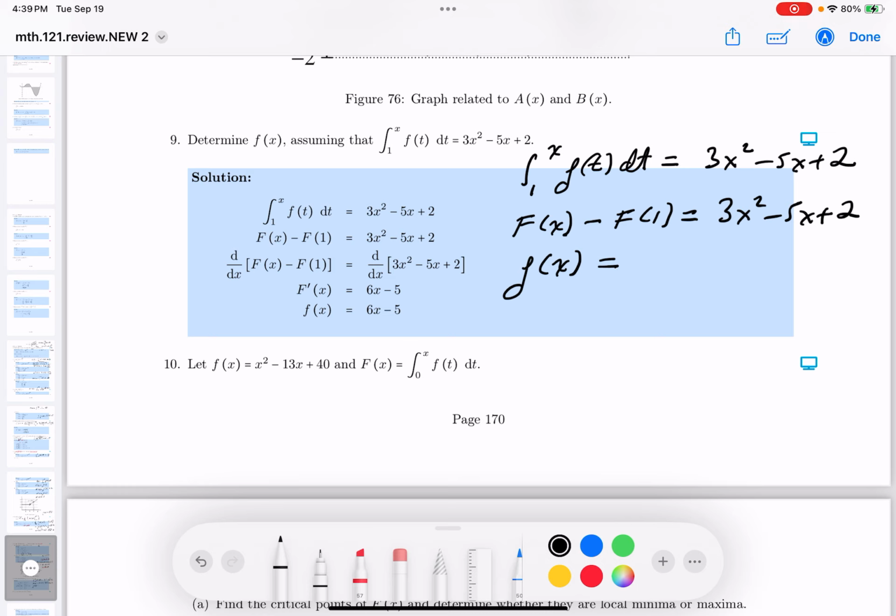And what would this be then? Well, looking at this guy's derivative, you're going to get 6x, right? Because 3 times 2 is 6, minus 5. All right, and that's what the little f is. And that's it. We got the story.